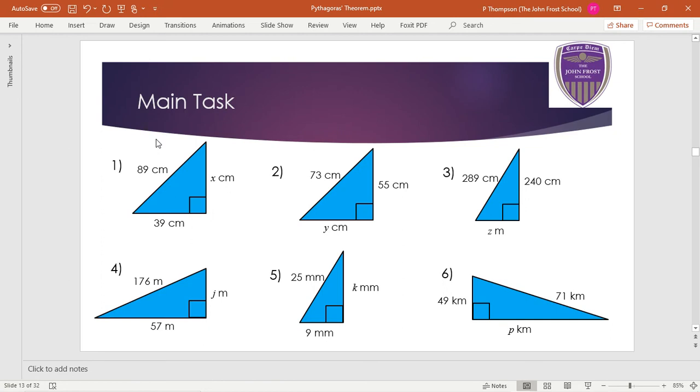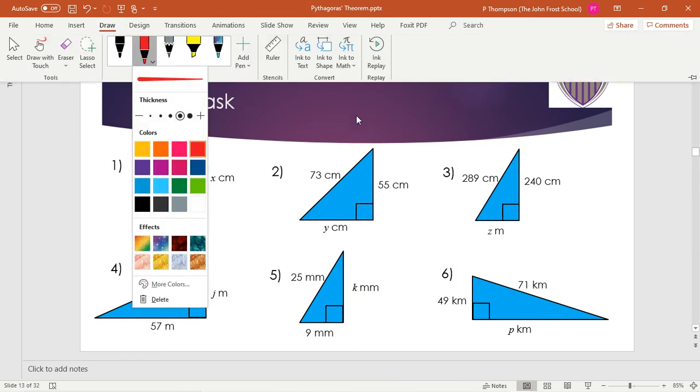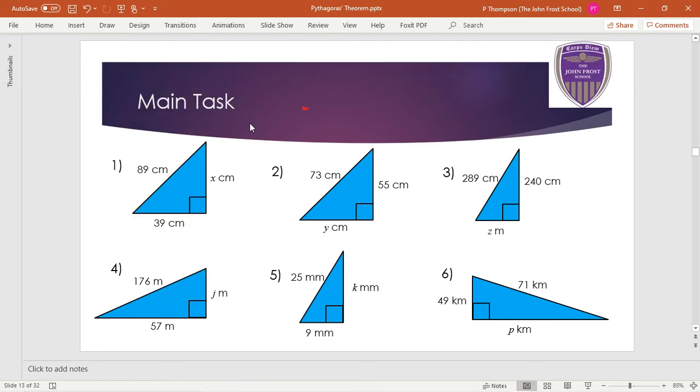So the main task now is here. Pause the video now and have a go, and I will put the answers on the next slide. Make sure you pause the video now. Have a go at the main task, and once you're done, come back to us. Any answers that are not whole numbers here, round to 2 decimal places, please. Good luck to you. Come back to us shortly.